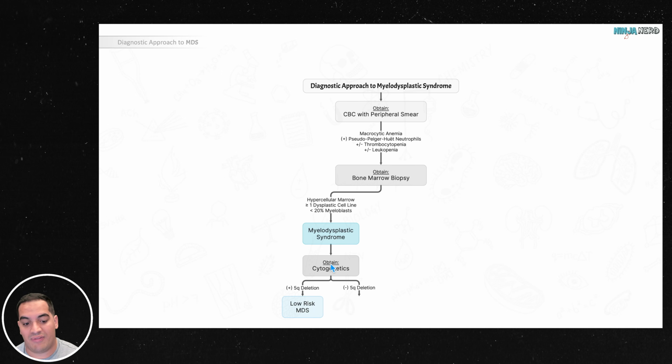If they don't have the 5q deletion, they're more of a high-risk MDS patient. I'm probably going to have to be a little bit more aggressive with them and give them a specific drug. This one's usually lenalidomide. This one's usually azacitidine. We will get into that.